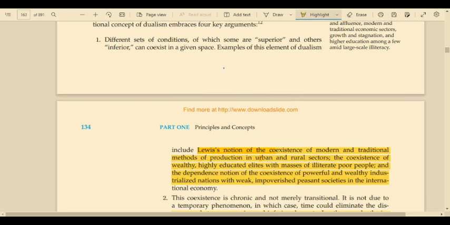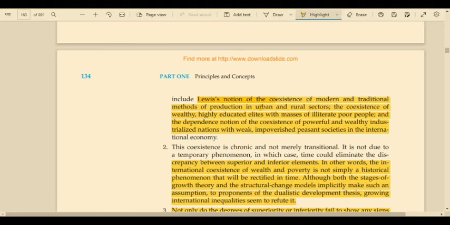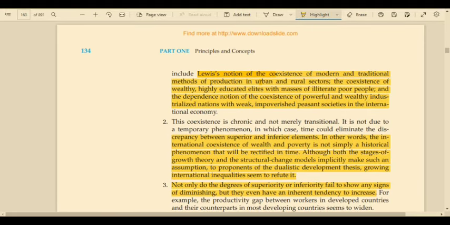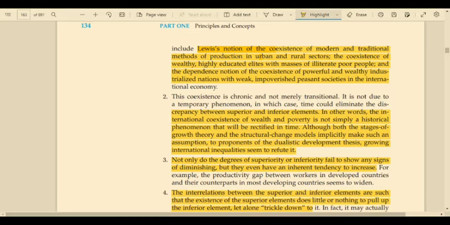So basically, there are four arguments given. First, there are different sets of conditions in which some are superior and some are inferior, and they can coexist in a given space, such as Lewis' notion of the coexistence of a modern industrial sector with fixed wages in the urban sector and a rural sector with average product linked wages. The coexistence of wealthy, highly educated elites with masses of illiterate poor people, and the dependence notion of the coexistence of powerful and wealthy industrialized nations with weak, impoverished peasant societies.